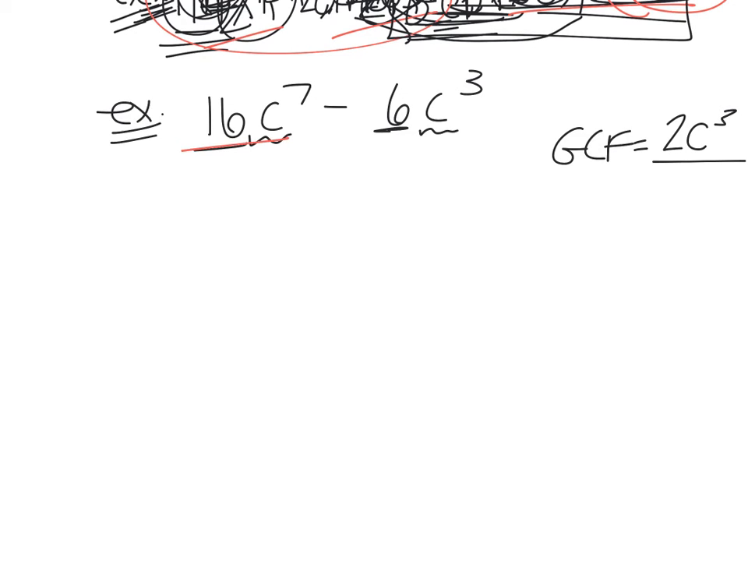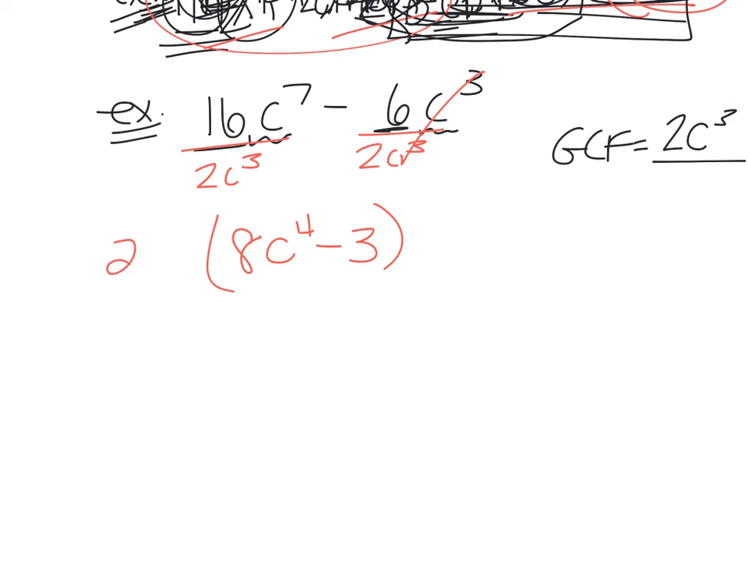So now I'm going to divide everybody by my GCF. So 16 divided by 2 is 8. C to the 7th divided by c to the 3rd is c to the 4th. 6 divided by 2 is 3. That's a minus sign there because I just brought it down. C cubes cancel out. Your leftovers go in parentheses, and your GCF goes on the outside.